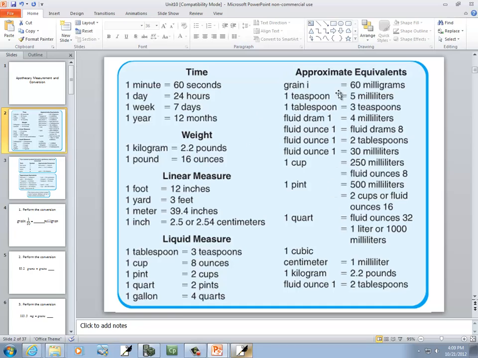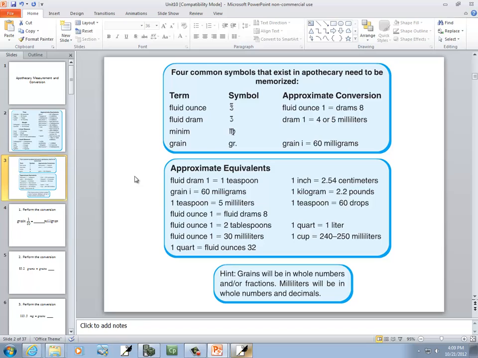So they're not exact. Now some are exact, and you'll find some over here, like 1 yard is equal to 3 feet. That's exact. I couldn't tell you which ones of these are exact and which are approximates, but over here we have some more approximate conversions. 1 fluid ounce is 8 grams. 60 milligrams is 1 grain.